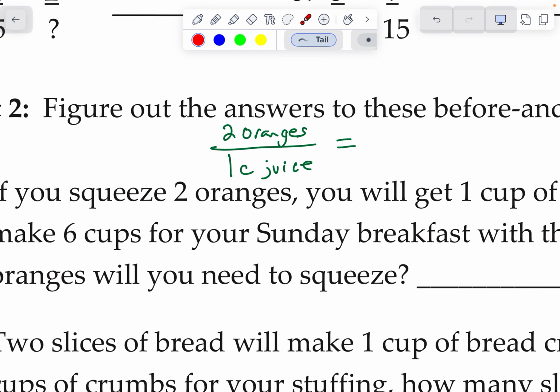Jackson, turn around this way until we're done. This here, the top number refers to the number of oranges. The bottom number refers to the number of cups of juice.